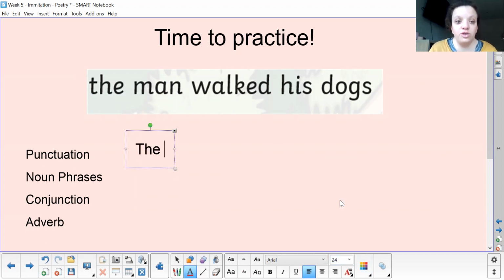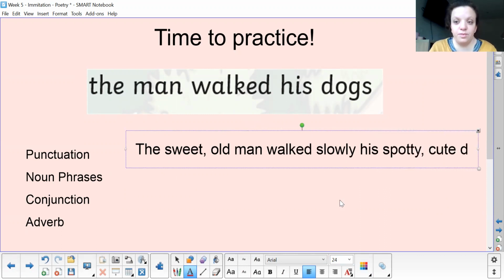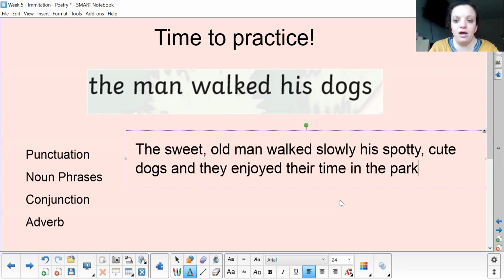So I'm going to use the sweet old man walked slowly. So I'll put my adverb in after my verb. His spotty, cute dogs. And they enjoyed their time in the park.